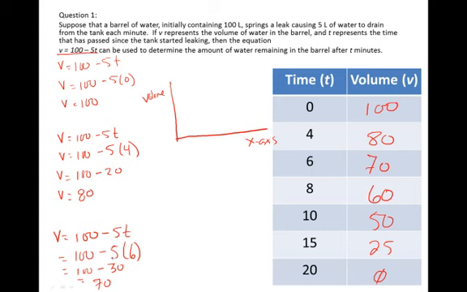So your graph should look something like this. Again, this here is my x value, and I put in intervals of 5. And then here I plotted my volume, and I did intervals of 20. And you should just get a nice straight line like this.